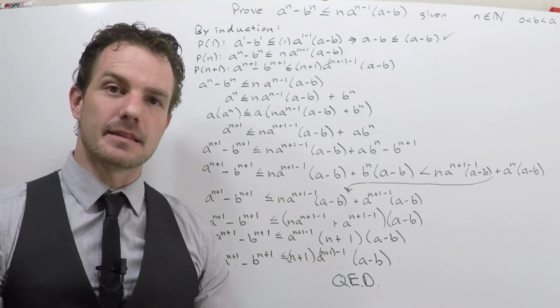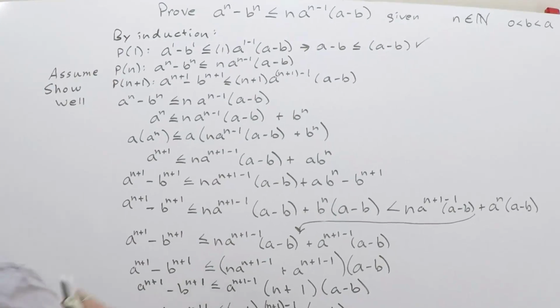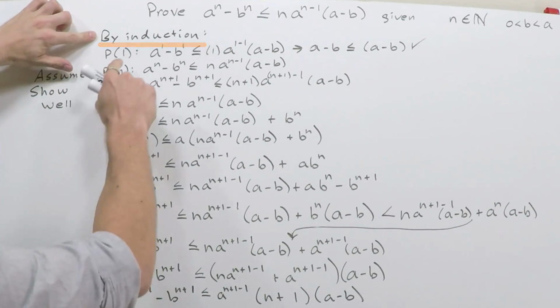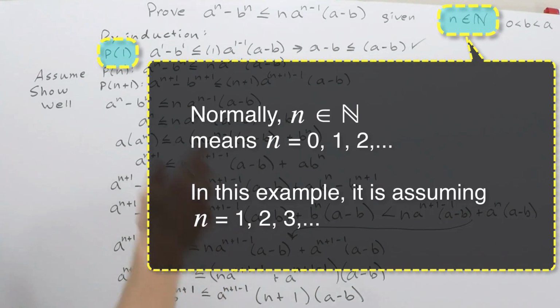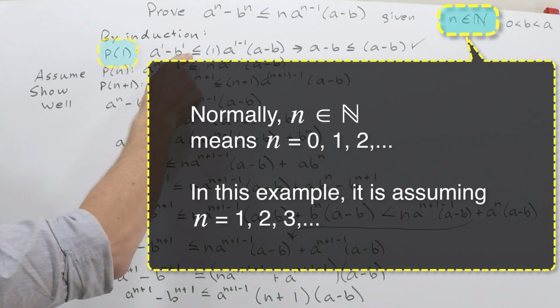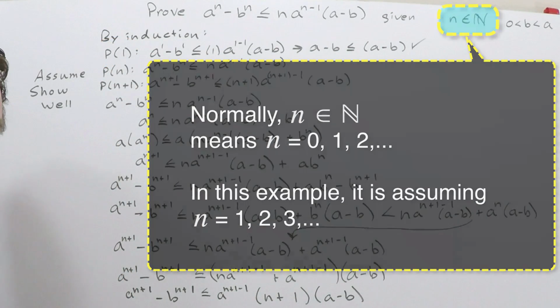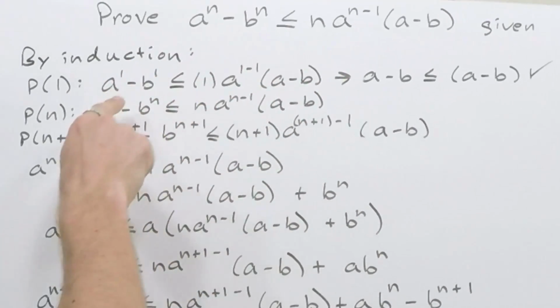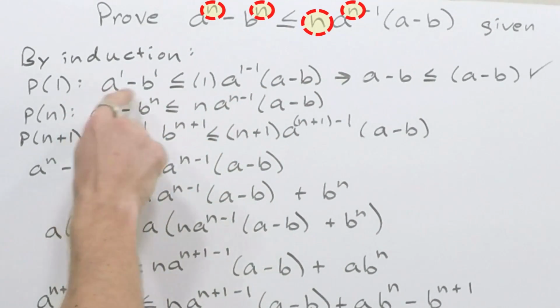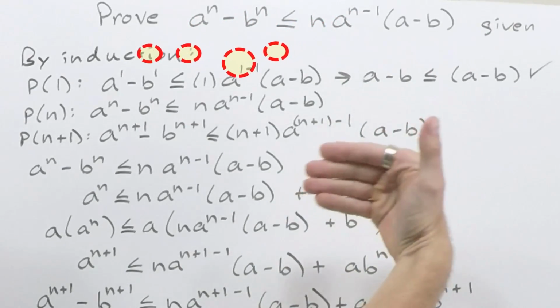Now that we finally got to the end, let's talk about how we got there. If we go back by induction, you always have to prove the first case. So we start with 1 and test it in what we're trying to prove and see if it's true. Replacing every single one of the n's with a 1, we see that this will become a minus b on the left side of the inequality.